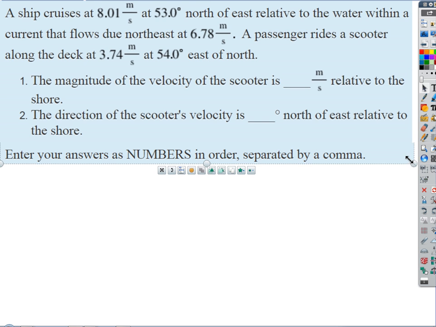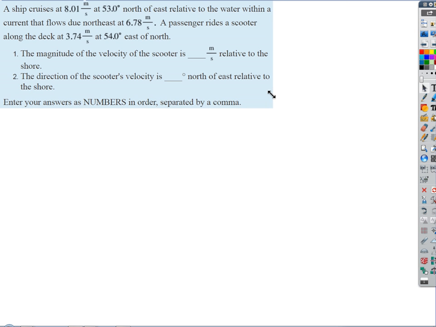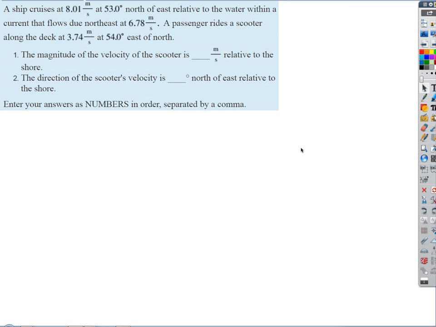So let's try this one. Okay, let's say we got a cruise ship that's cruising along at 8.01 meters per second at 53 degrees north of east relative to the water within a, oh, that's not the one I want to do, that's the hard one. Hang on.